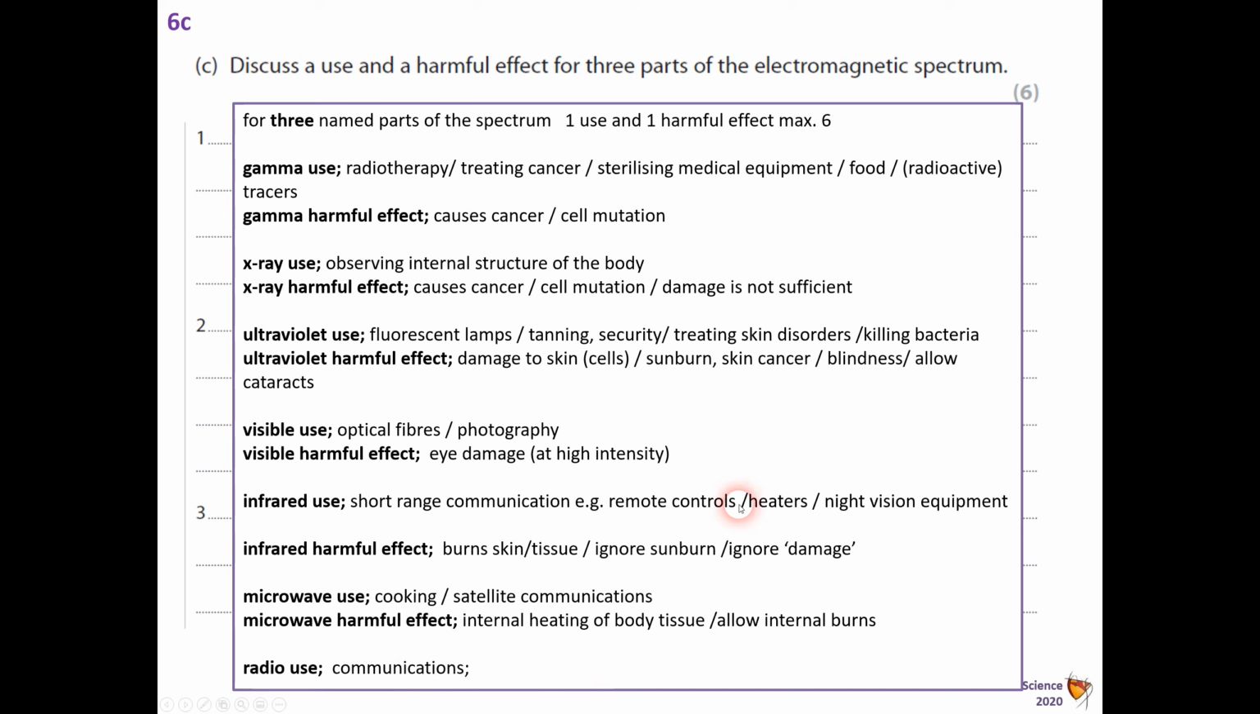You've got to learn. You can get away with saying something about radio use for communications, but there is no harmful effect. So it's the bad one to use, isn't it? Whereas, you know, microwaves are good, infrared is a better one, ultraviolet, X-ray, anything that's got a harm and a use. So it's good practice to learn some of these ideas.